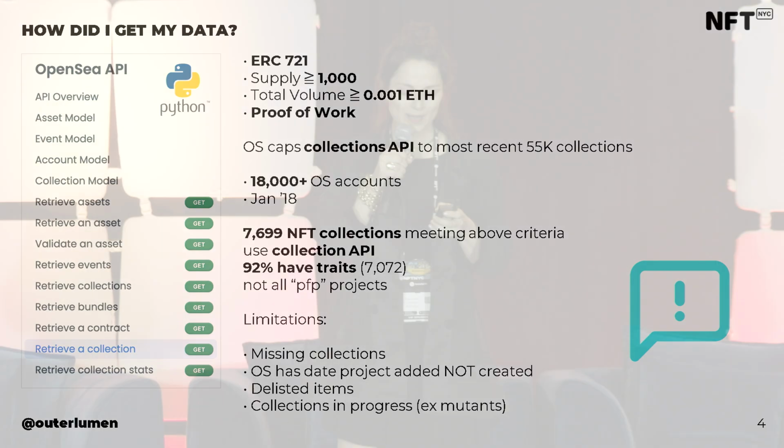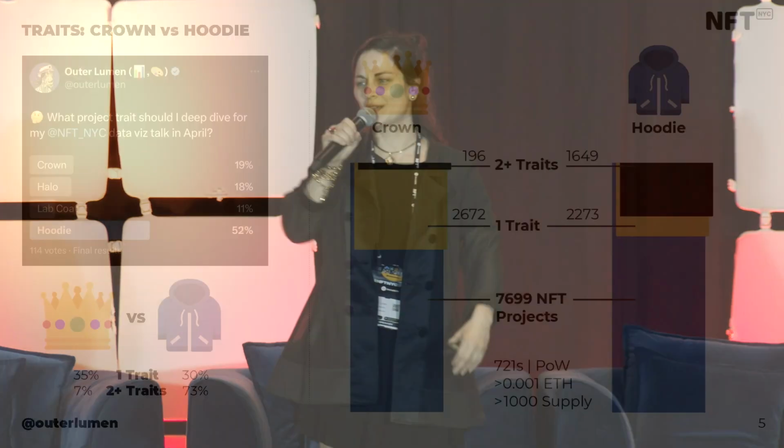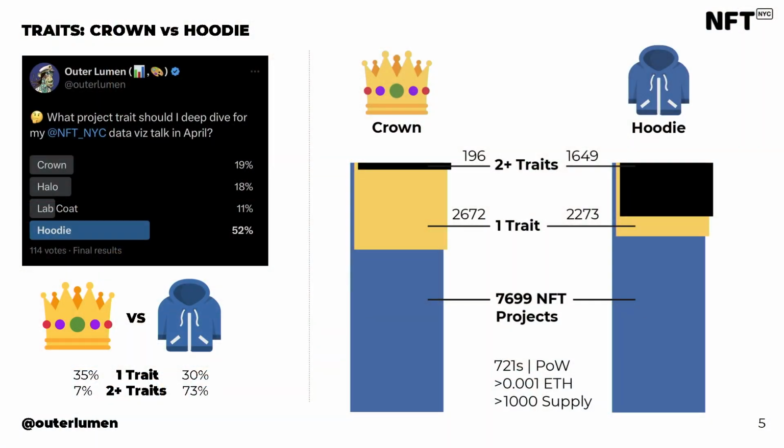So for this, I queried crown and I queried hoodie to give a little overview. But I do want to say that anything I talk about from the data side in terms of projects, not because I looked into their community or the founders or anything on that side of projects, is purely from the data side. So I wanted to do the crown trait. The people have spoken. They wanted the hoodie. So I thought, let's do both. So this is what I've discovered.